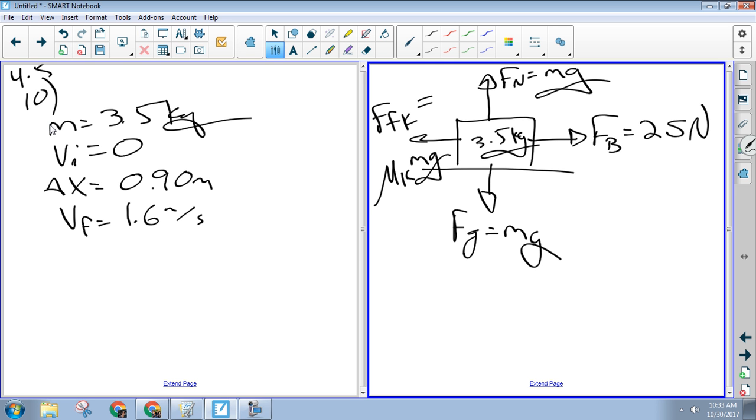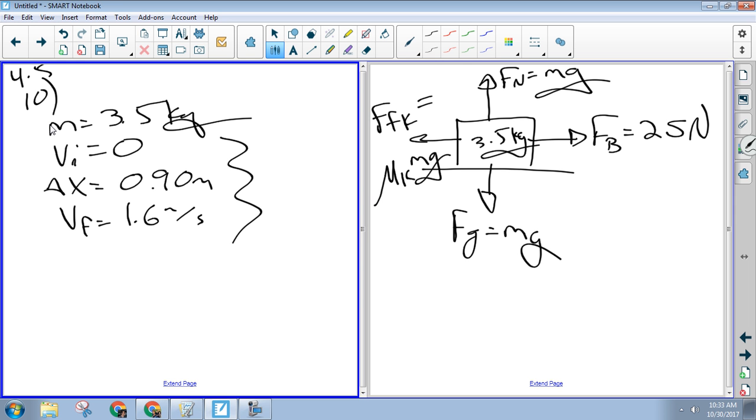So how come I gave you all this nonsense? We can find the acceleration, right? Acceleration is going to be what? Vf squared minus vi squared all over 2 delta x. Yep. Good?